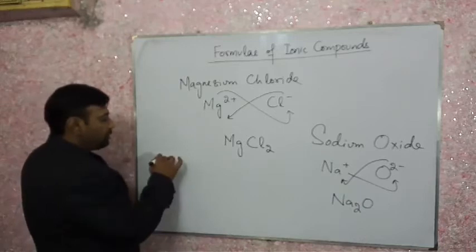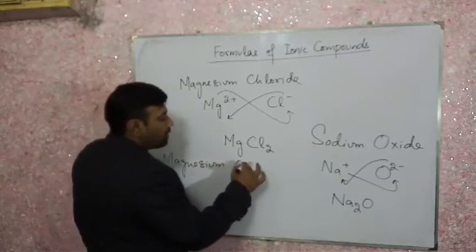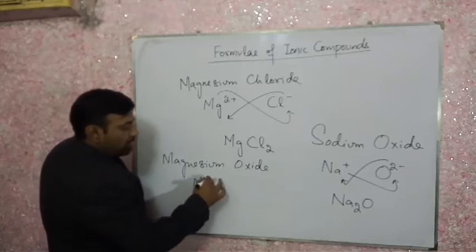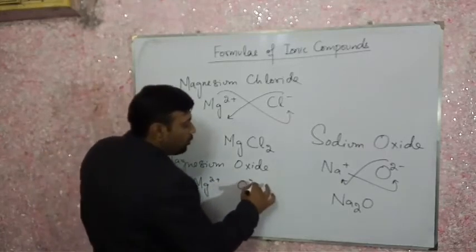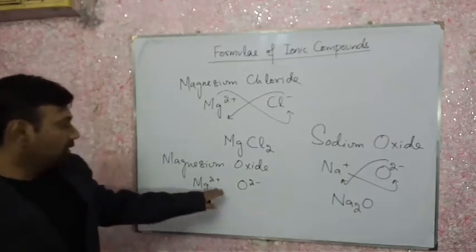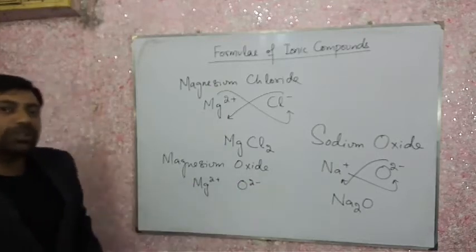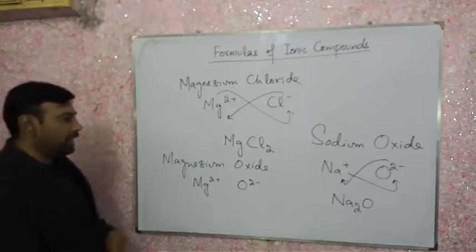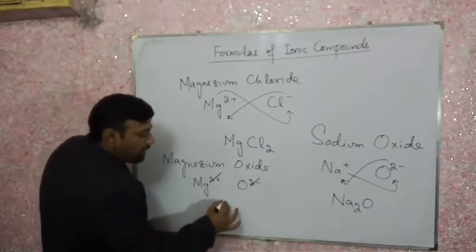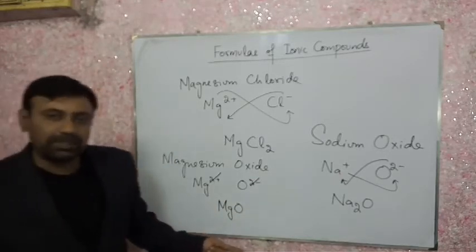Now take another example. Magnesium oxide. Magnesium ion is Mg2+, oxide ion is O2−. Now in this case the charges are already balanced. It's a charge of 2 plus on the cation and a charge of 2 minus on the anion. So we do not need to crisscross, or simply we can just simplify these ions and the formula would be MgO. We do not need to put any subscript with any of these elements.